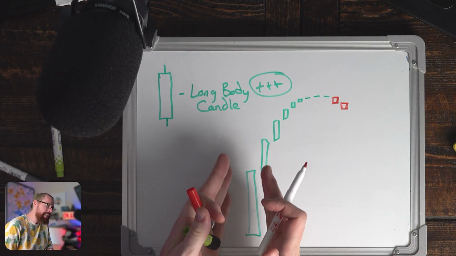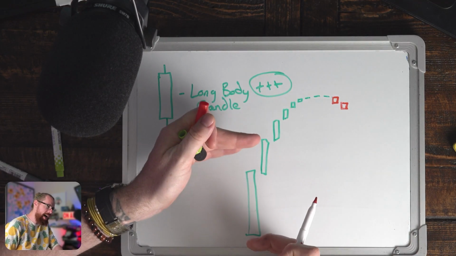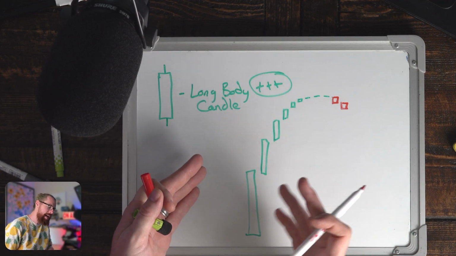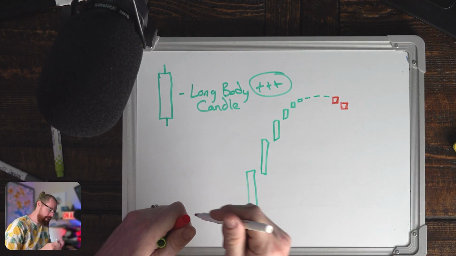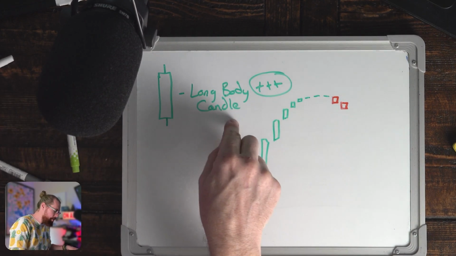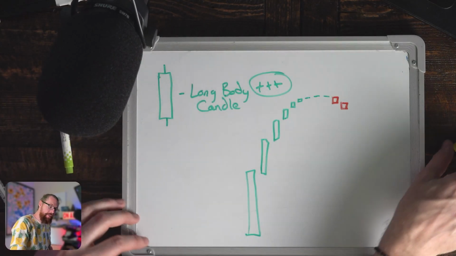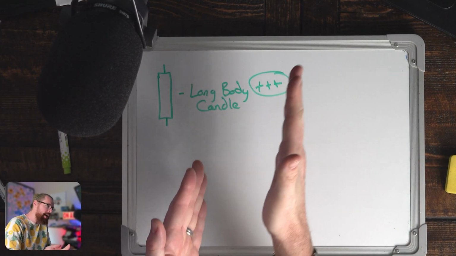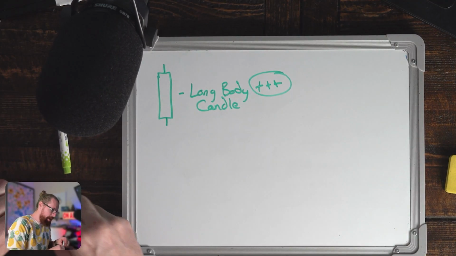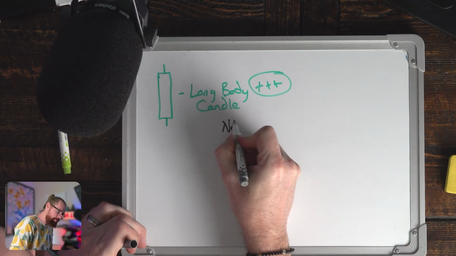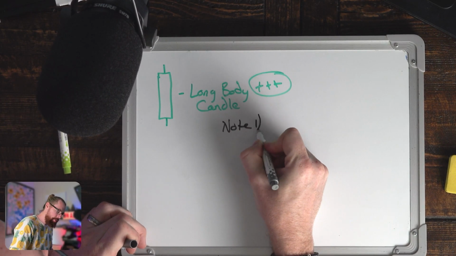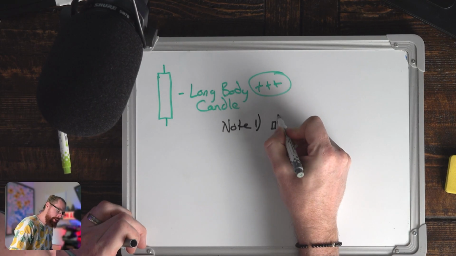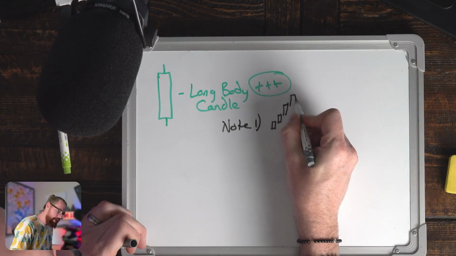Now, just looking at the shape of the candle and the size relative to the previous candle can give you that context and help communicate that to you. So we want to look at the long body candles, and in the context of a strong uptrend, we want to see that the candles are getting bigger and bigger and bigger. So I'll make a note here. Note number one: we want to see the candles getting bigger and bigger and bigger.